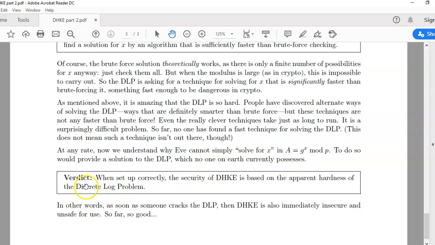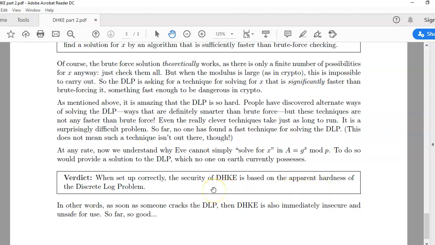So here's the verdict. When you set up Diffie-Hellman correctly, its security is based on the apparent hardness of the discrete log problem. And I said apparent hardness because maybe it's not that hard. We just haven't discovered the solution yet. But we think it's hard. All the evidence shows that it's hard.